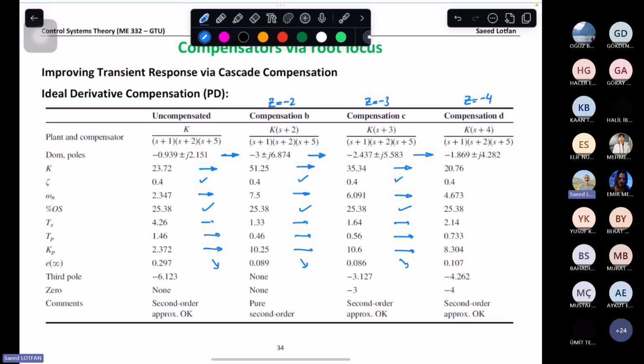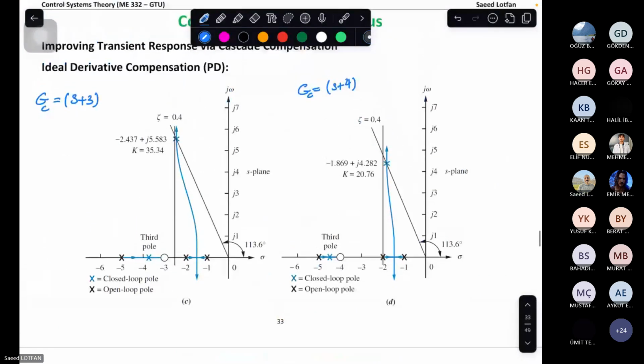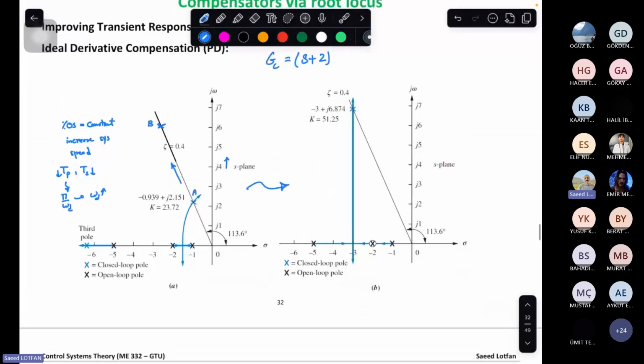And the third pole, here we have none. It's a pure second order. It is very nice to do it. This is a second order approximation, and it is good because we have the third pole at a good place. Any question?